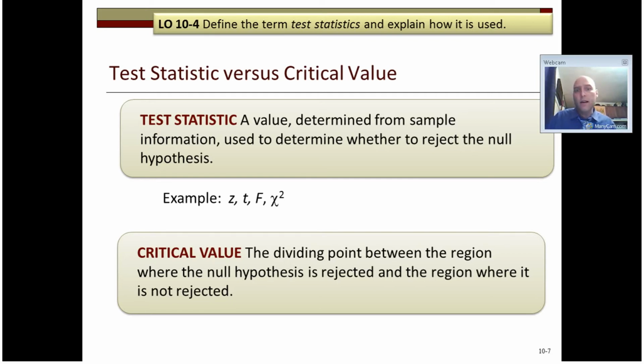Critical values, on the other hand, are dividing points. When we looked at that picture earlier, the points that we saw that cut off little tails, those are called critical values. They're dividing points between where the region of rejection is separated from the region of acceptance. In other words, whether or not we get to reject or accept a particular hypothesis. In the case of this, it's always the null hypothesis. Critical values, importantly, come from tables. Test statistics come from formulas. Critical values come from tables.